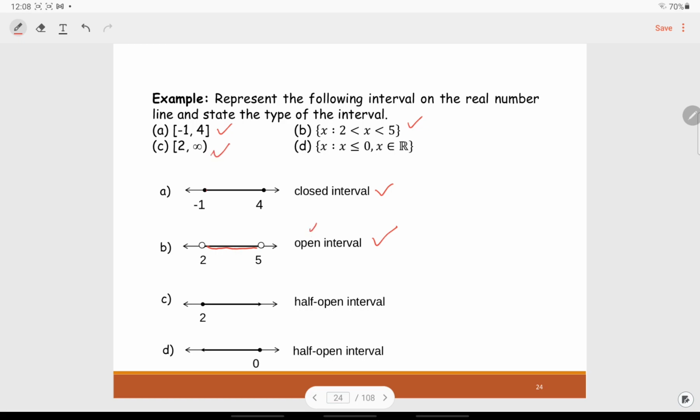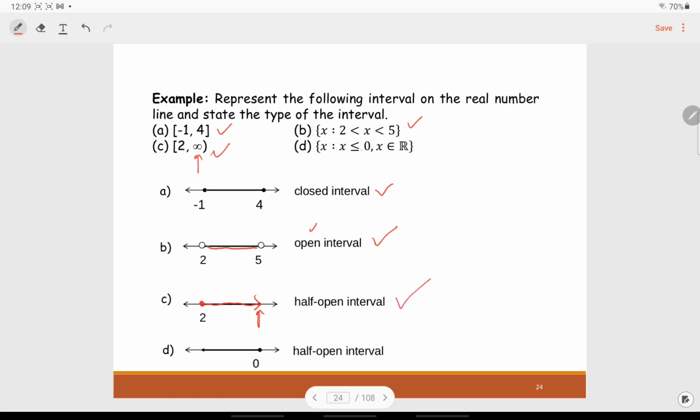The next one is a half open and half closed interval. At the left side we have a closed end, at the right side we have an open end. So we have a black dot at the left side, and an arrow at the right side because we are moving to positive infinity. Don't forget to put this arrow direction. From 2 up to positive infinity, this is a half open interval.